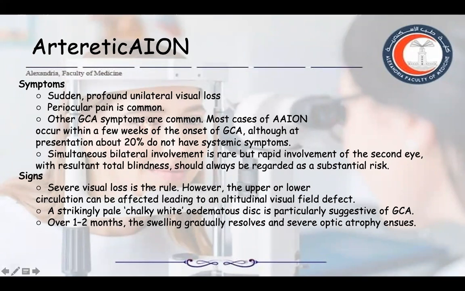Signs: severe visual loss is the rule, of course. However, the upper and lower circulation can be affected, leading to alternating visual field defects. The disc appearance is pale, chalky white, edematous disc, particularly suggestive of GCA, and over 1 to 2 months, it will eventually end with optic atrophy, which is secondary optic atrophy. I'm talking about anterior disease that affected the optic nerve head. So it will end up with disc edema and secondary optic atrophy.